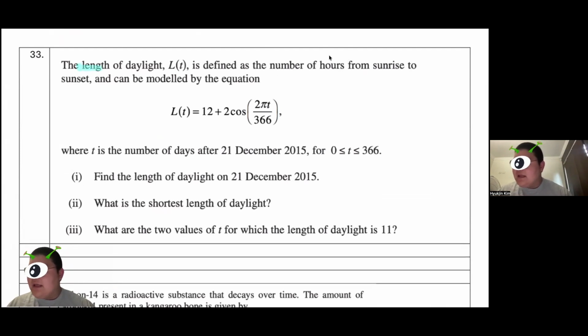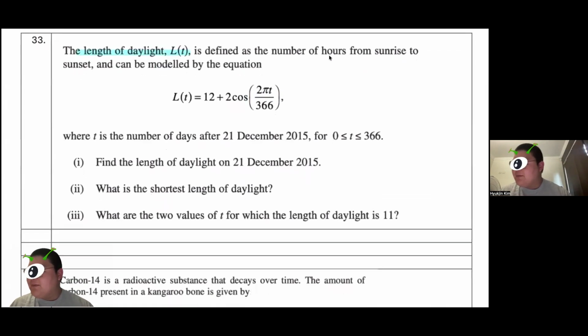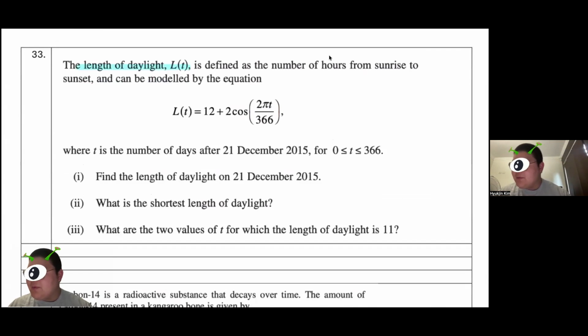The length of the daylight, L(t), is defined by the number of hours from sunrise to sunset. It can be modeled by this equation. This is the length of daylight. t is the number of days after 21st of December 2015.